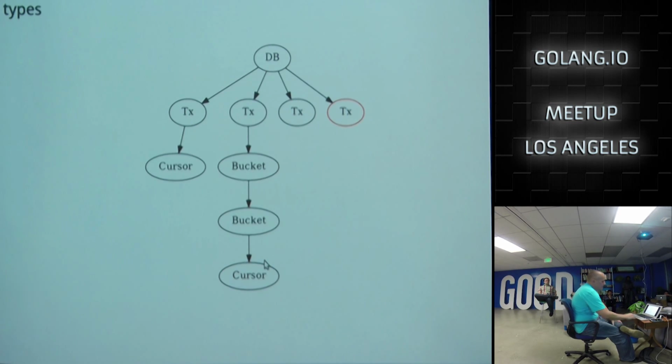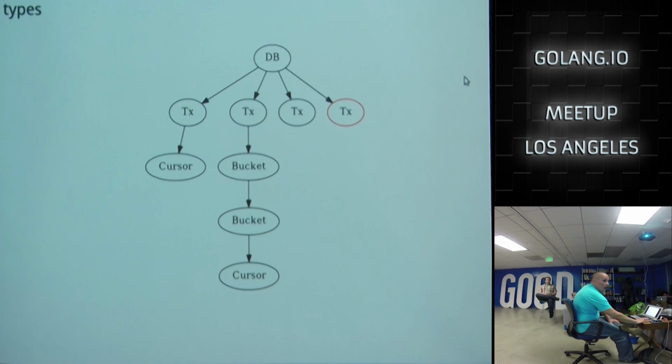And the way you can tell the difference is that buckets have a value of nil, whereas keys have a value of a byte slice. So if it has data assigned to it, then it's a key. If not, it's a bucket. So this is the structure of Bolt. And hopefully it comes across as simple, because that's what it is.